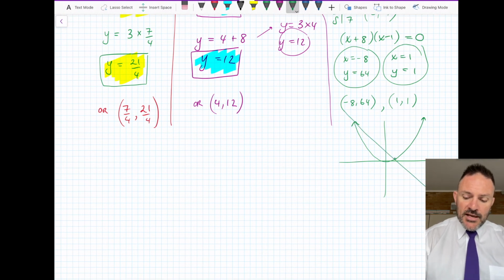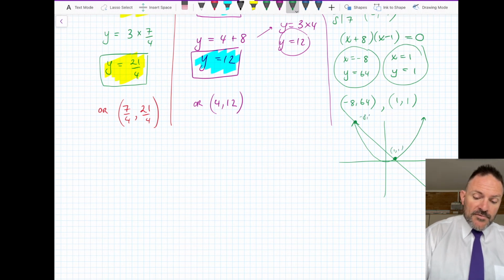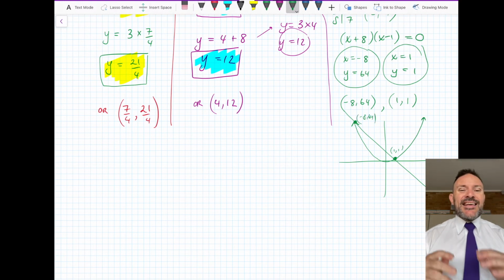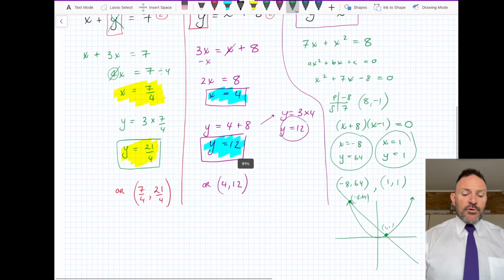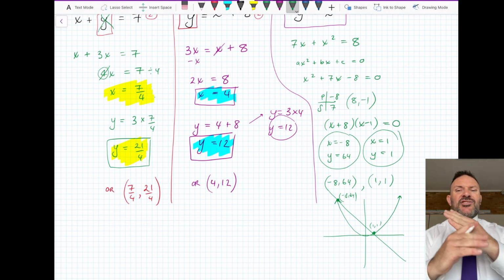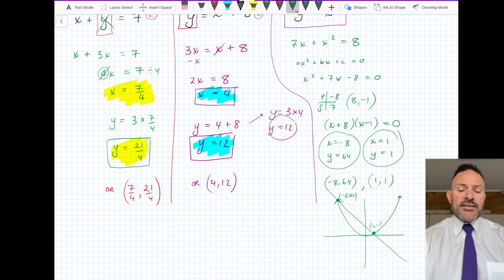What we're seeing here is we have two solutions, two points of intersection. That's the coordinate of 1, 1. And this is the coordinate, of course, of -8 and 64. And so you can see that's why there are two solutions. Whereas previously, if we looked at those two straight lines, there's only one point of intersection. So I hope that kind of makes sense.